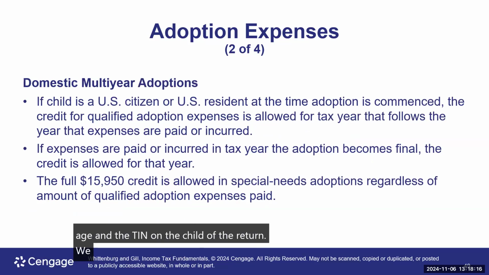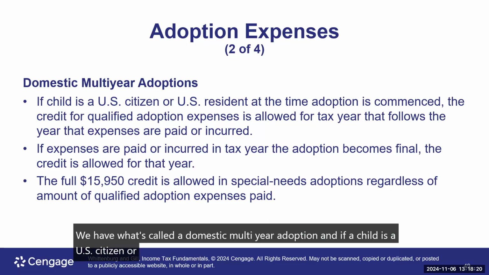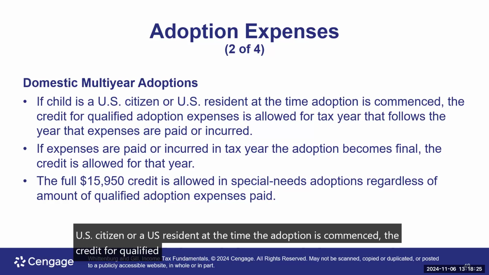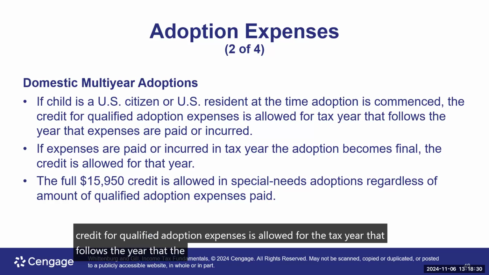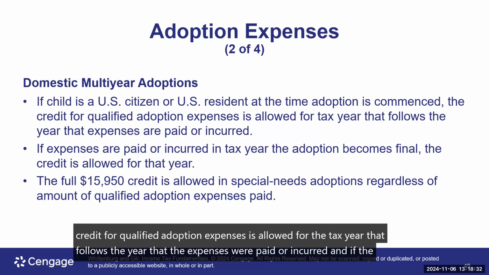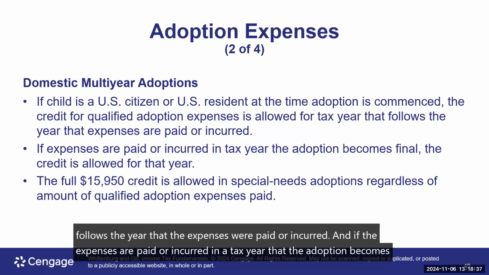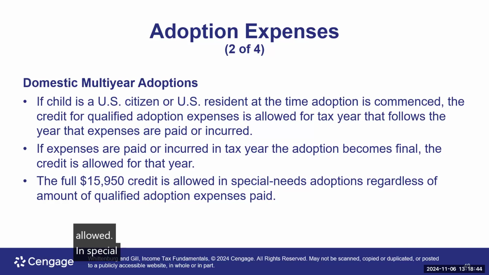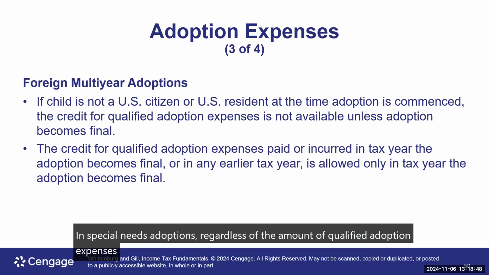We have what's called a domestic multi-year adoption, and if a child is a U.S. citizen or a U.S. resident at the time the adoption is commenced, the credit for qualified adoption expenses is allowed for the tax year that follows the year that the expenses were paid or incurred. And if the expenses are paid or incurred in a tax year that the adoption becomes final, then the credit is allowed for that year. The full $15,950 credit is allowed in special needs adoptions, regardless of the amount of qualified adoption expenses that are paid.